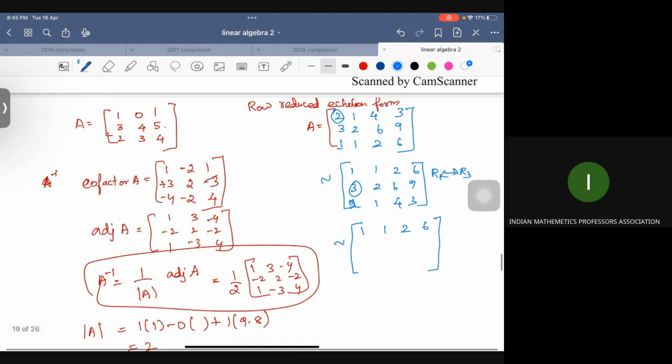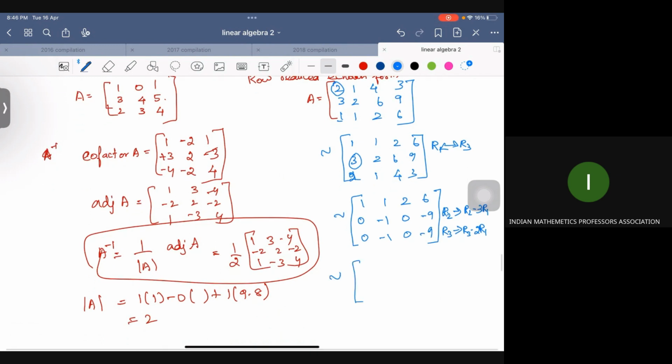In order to make 3 into 0, in R2 I am replacing it with R2 minus 3R1. I multiply the first row by 3 and subtract. 3 minus 3 is 0, 2 minus 3 is minus 1, 6 minus 3 into 2 is 0, and 6 threes are 18, 9 minus 18 is minus 9. Similarly, R3 I am replacing with R3 minus 2R1. 2 minus 2 is 0, 1 minus 2 is minus 1, 4 minus 4 is 0, 6 twos are 12, 3 minus 12 is minus 9.